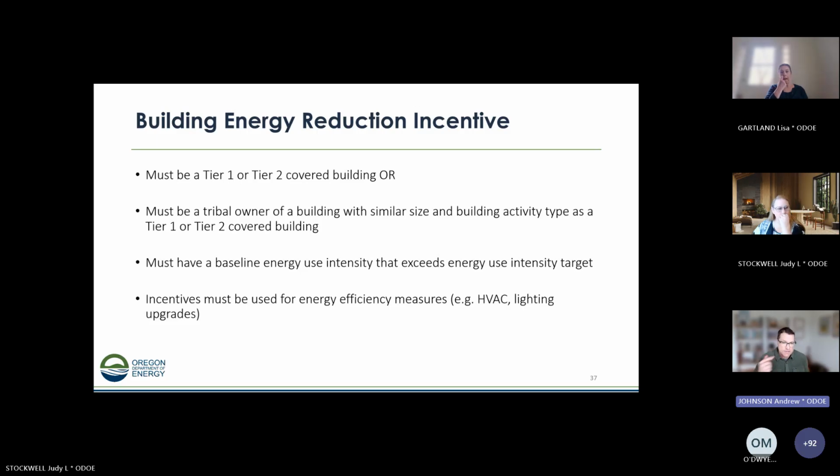The building must have a baseline energy use intensity that exceeds the energy use intensity target for all applications. So for the ECAP program, only tier 1 must be 15 EUI units over the target. For Berry, tier 1 and tier 2 and tribal buildings must just be over the target. And incentives must be used for energy efficiency measures such as HVAC and lighting upgrades. The ECAP program is focused on planning activities, and the Berry program is focused on actual upgrades.